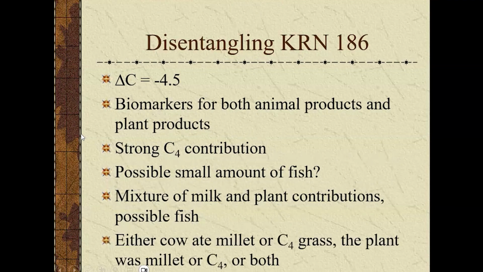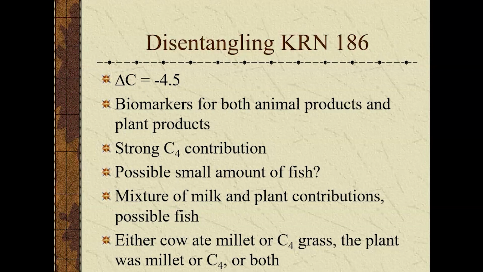The C4 either came from millet directly processed in the vessel, or the cow that produced the milk may have eaten a lot of millet or C4 plant, leading to that data. Or both, could be both. So by using all these techniques together, we're able to learn a lot more about what was in the pot that we've designated KRN 186.